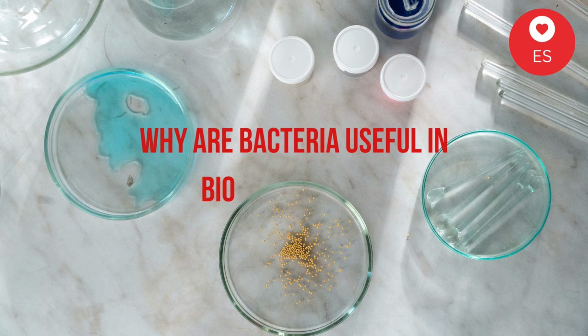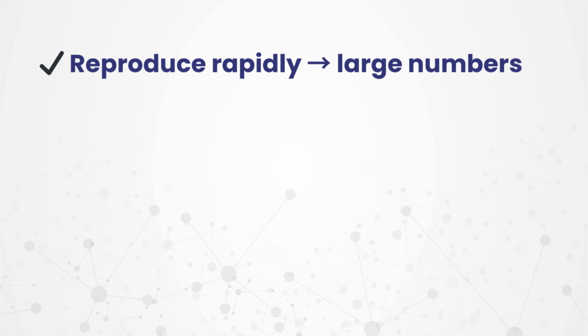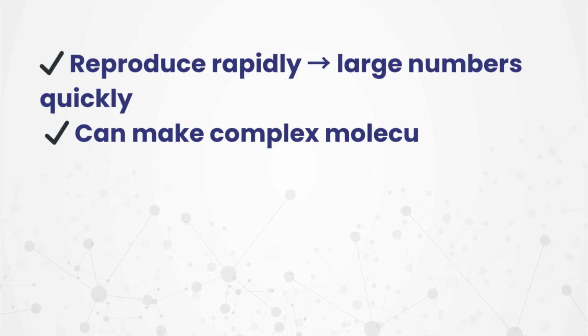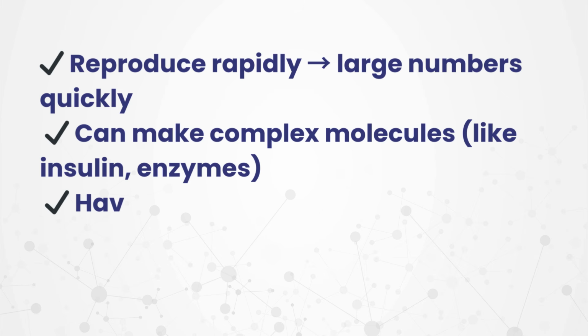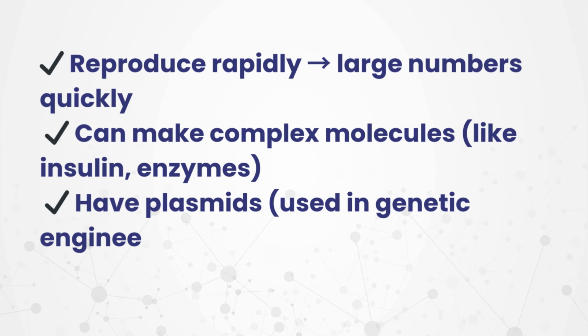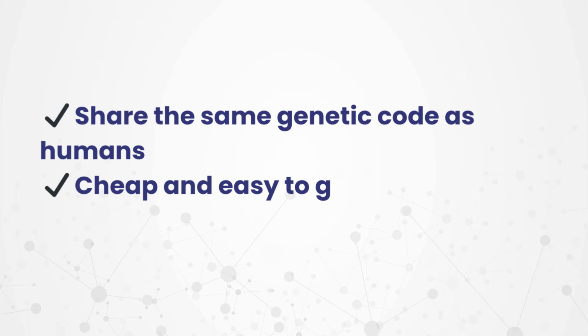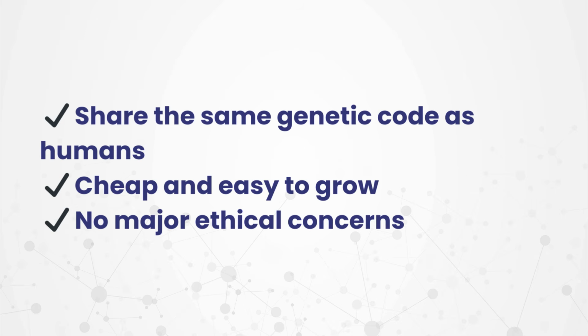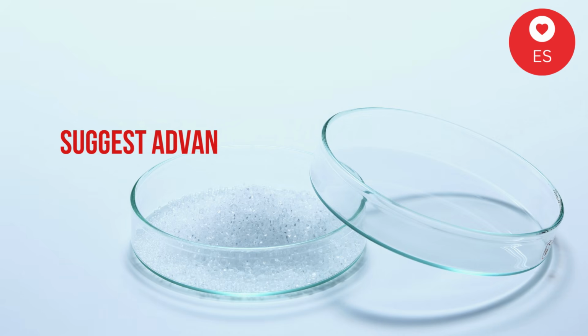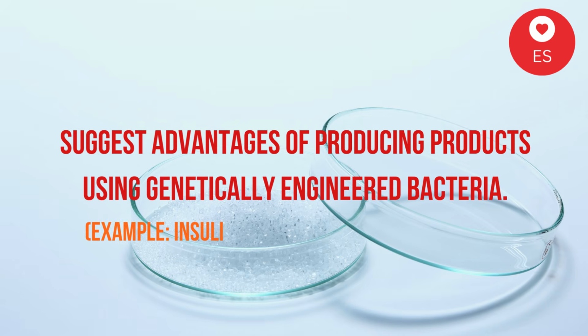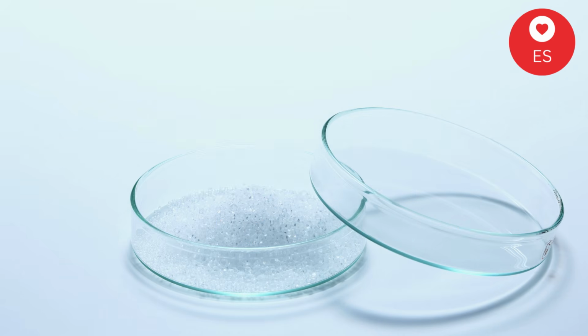Why are bacteria useful in biotechnology? Because bacteria reproduce rapidly, can make complex molecules like insulin and enzymes, and have plasmids which are used in genetic engineering. Bacteria share the same genetic code as humans. They are cheap and easy to grow, with no major ethical concerns.